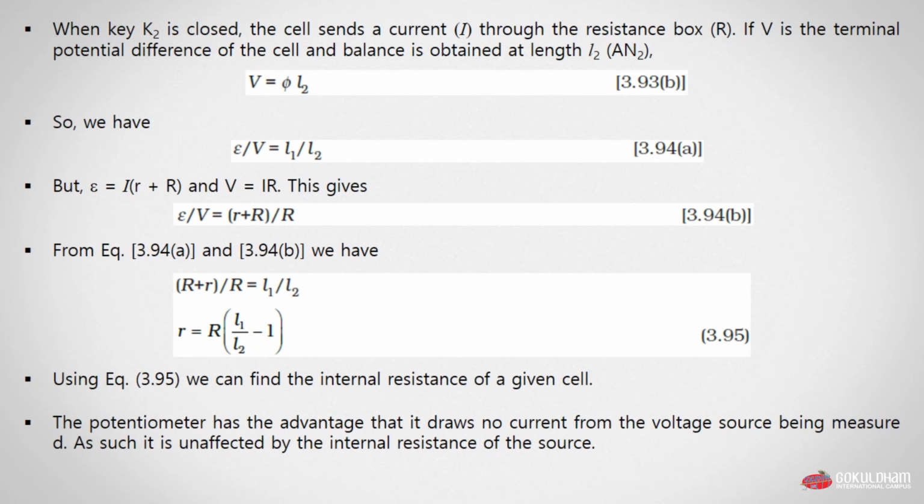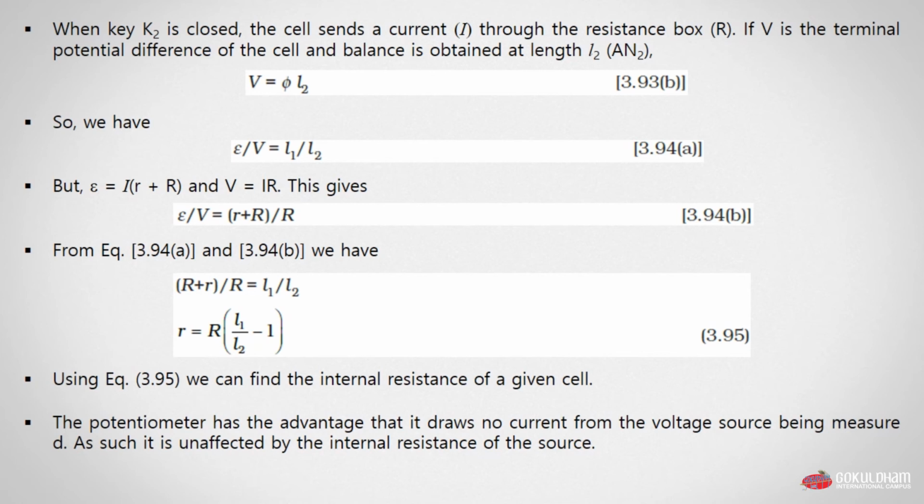We get this equation in the case when the key K2 is closed. So we have epsilon divided by V is equal to L1 by L2, which is our equation 3.94a. We have this equation from the value of E by V is equal to L1 plus L2, where the value of phi is null. So when we divide E by V, we put the value as L1 by L2. In our equation 3.93a we have the value of E is equal to L1, and in our equation 3.93b we have the value of E is equal to L2. So we can say that E by V is equal to L1 by L2, which is our equation 3.94a.